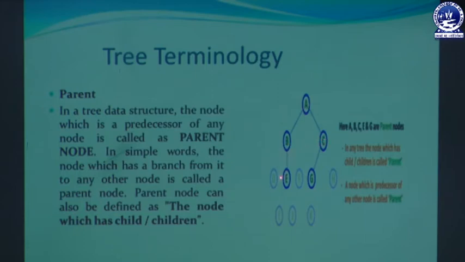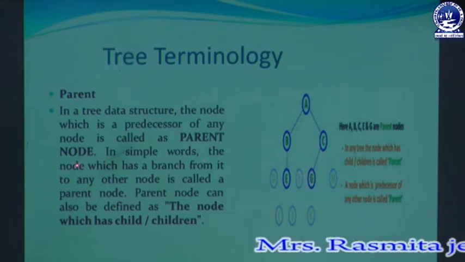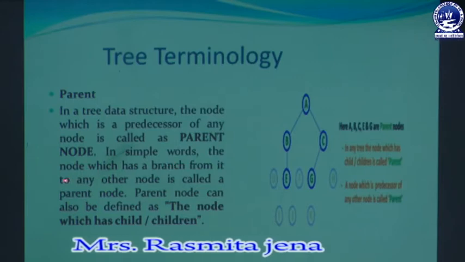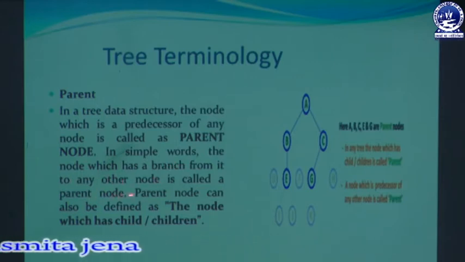Similarly, here D and E have predecessor B, and G has predecessor C. So we can say B is the parent node for node E and C is the parent node for node G. In simple words, a node which has a branch from it to any other node is called the parent node. That means this is the branch from node B. So any node which has a branch from it to any other node is called the parent node. This tree has 3 branches, that is D, E, F.